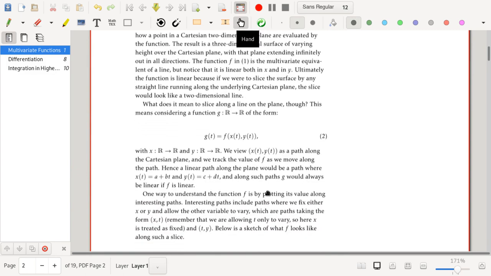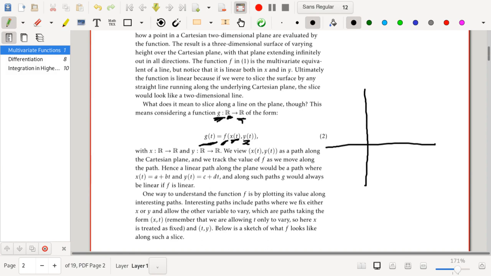What we could do is consider slices. We could consider a function g, and this function is a function that takes a real number as an input and returns a real number as an output. g(t) takes your function f and then plugs in two functions, x(t) and y(t), that as you plug in t will give you a different coordinate along the plane. So here basically would be the plane.